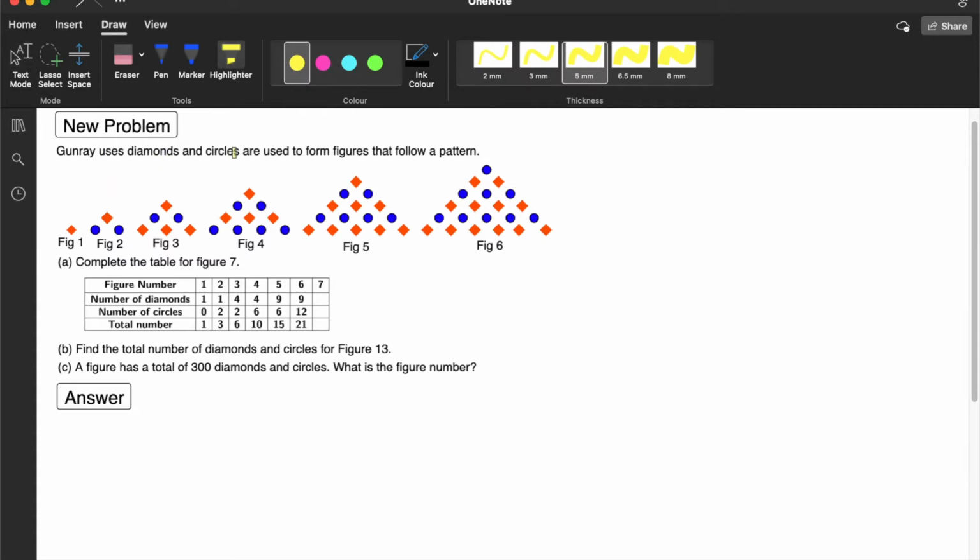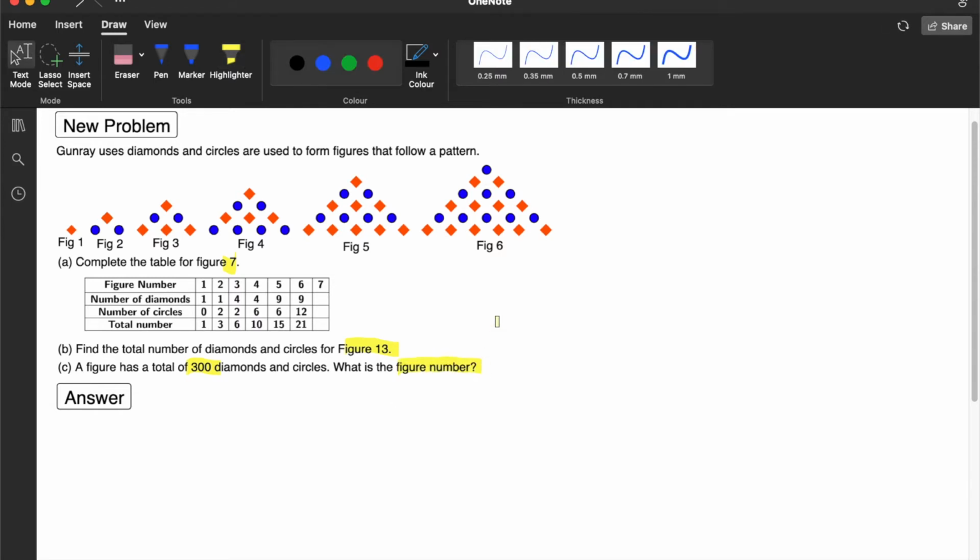Gundry uses diamonds and circles to form figures that follow a pattern. Part A, complete the table for figure 7. Part B, find the total number of diamonds and circles for figure 13. And lastly, a figure has a total of 300 diamonds and circles. What is the figure number?